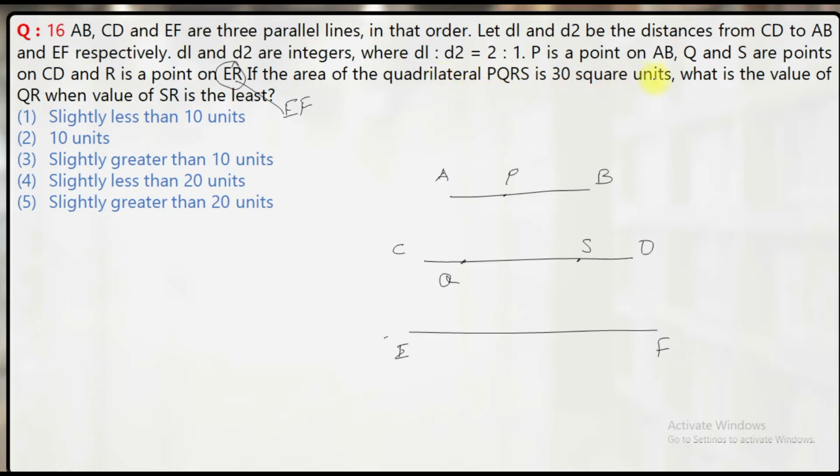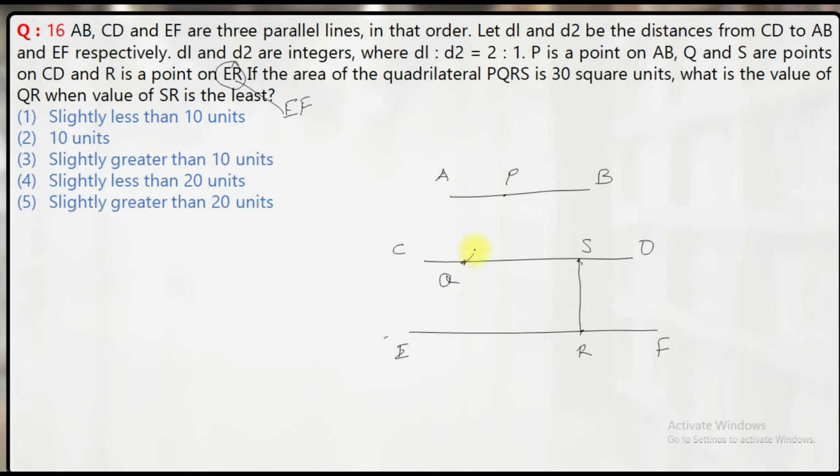If the area of the quadrilateral PQRS, now where is R? PQRS is 30 square units, and what is the value of QR when the value of SR is at least? I don't know where is R, but it's given that the value of SR is at least. That means SR should be the perpendicular distance between CD and EF. So I'll take R here so that this SR becomes perpendicular to EF.